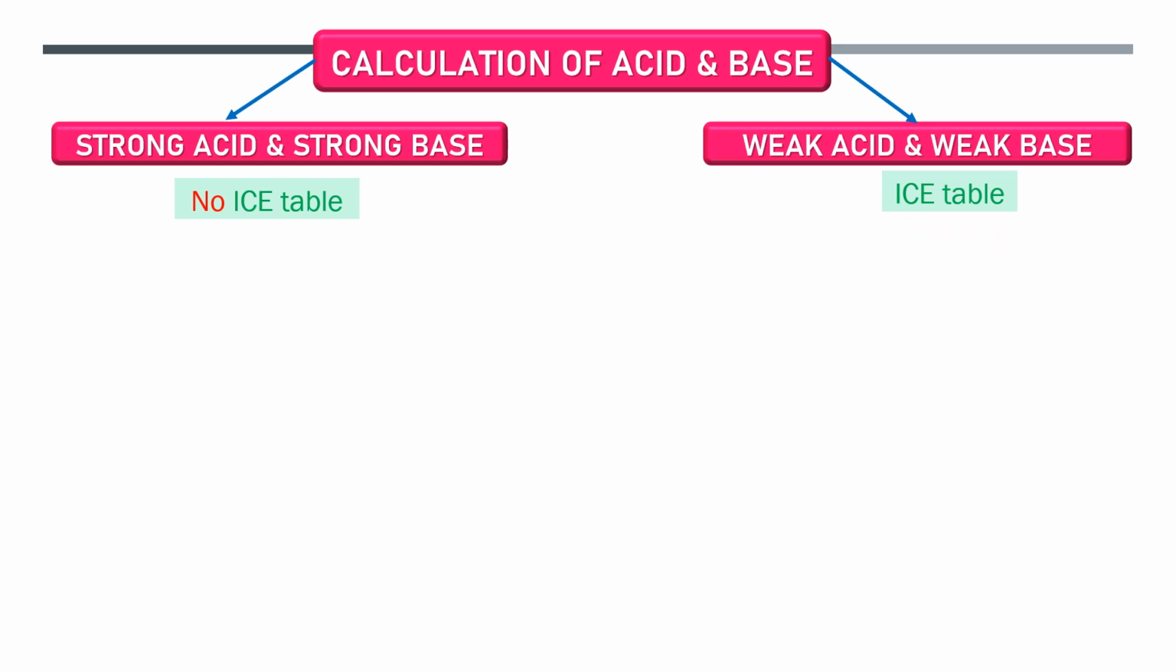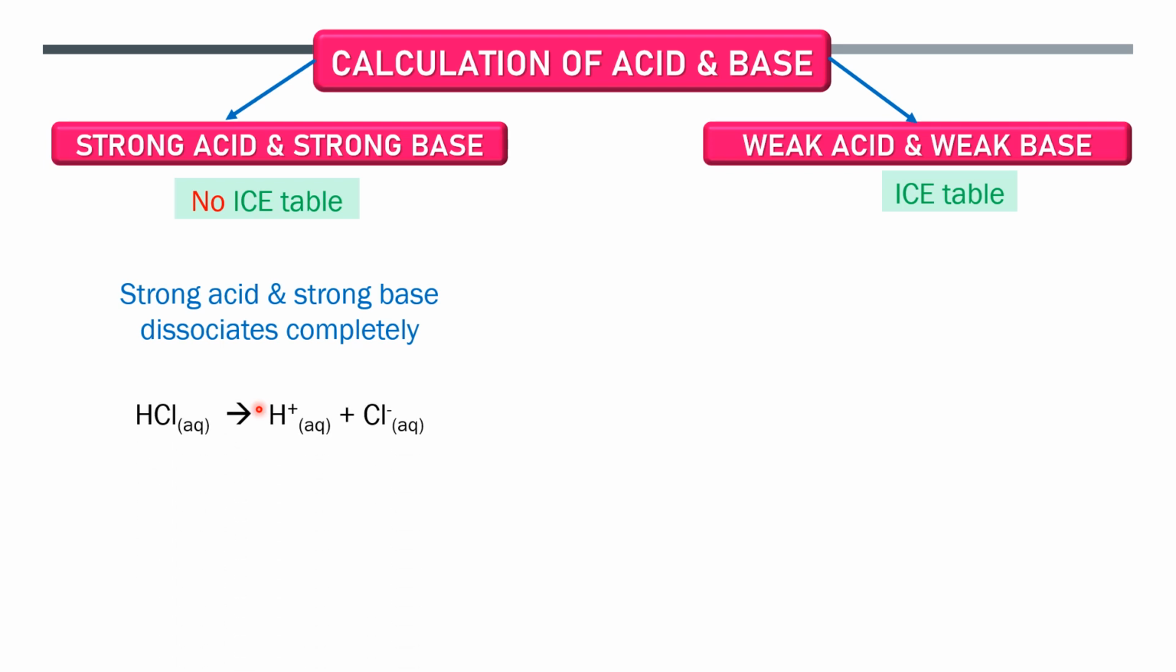Why we don't have to write the ice table for calculation of strong acid and strong base? This is because strong acid and strong base dissociate completely. So, kalau contoh kita ada strong acid HCl, apabila dia dissociates completely, ianya akan menghasilkan H plus ion dan juga Cl minus ion. Kalaulah kita ada 0.25 molar HCl, automatically kita akan tahu H plus yang terhasil adalah 0.25 molar dan Cl minus yang terhasil pun 0.25 molar. That's why kita tak perlu buat ice table.